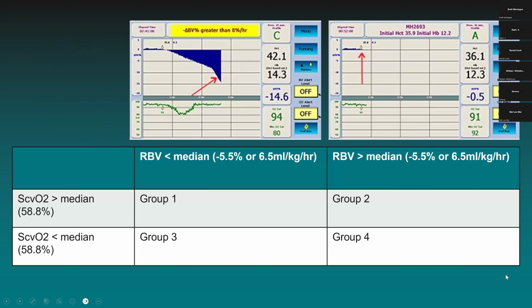So I ended up making a little picture just to get my brain around this, because groups 1 and 3 are subdivided into relative blood volume less than the median. And by this, they mean that they lose more than minus 5.5% or 6.5 mil per kilo per hour. So those are actually the ones where more fluid can be pulled off. And then groups 2 and 4 are above the median. So they mean that those are not tolerant of fluid being removed. So they have less change in their relative blood volume and less total fluid volume pulled off, or ultrafiltration rate.